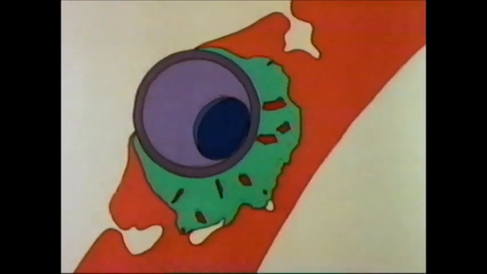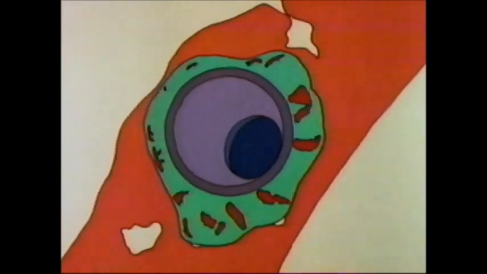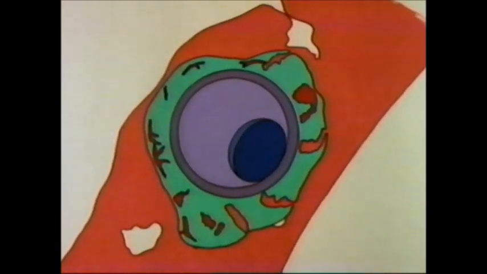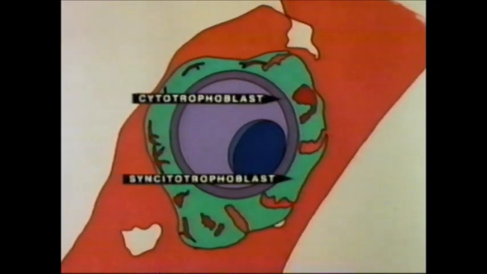Within less than 1 week, the embryo buries itself completely within the uterine wall. The outer trophoblast develops into a syncytium, where many nuclei are found within the cytoplasm of the large cells. This is the syncytotrophoblast. The inner layer of the trophoblast, the cytotrophoblast, directly surrounds the inner cell mass and the trophoblastic cavity.